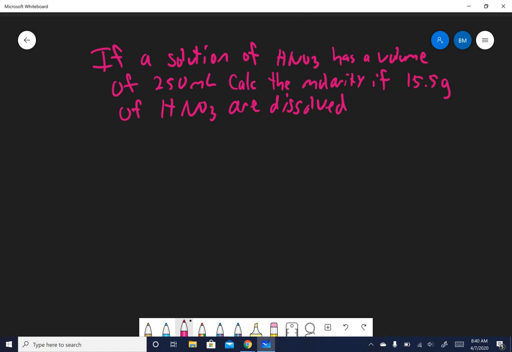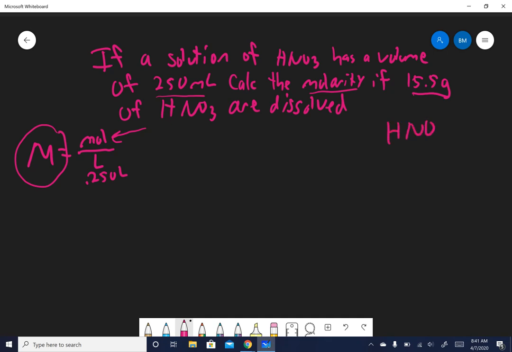All right. So I know we have 15.5 grams of HNO3, and I know the volume is 250. I need to calculate the molarity. So here's the molarity formula, right? Molarity equals moles over liters, right? So I have my milliliters, which is liters. So that's 0.250 liters. That's the volume in liters. I need to solve for this, but first I have to figure out moles using grams, just like we did in the last video. So I need to find the molar mass of HNO3.